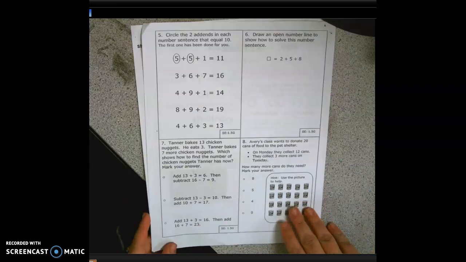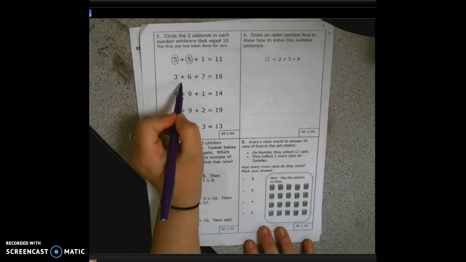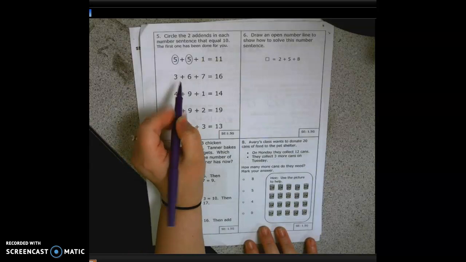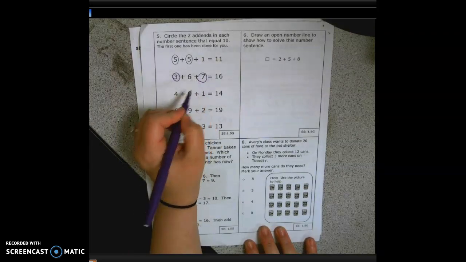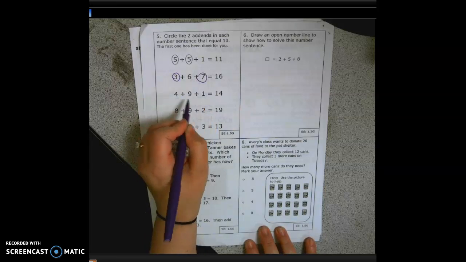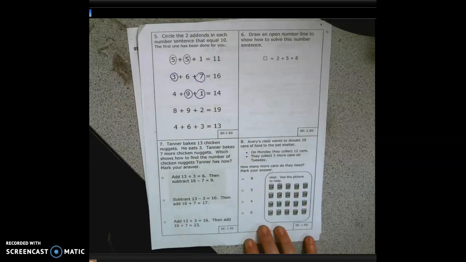Number 5. Circle the 2 addends in each number sentence that equal 10. The first one has been done for you. So for this one, I'm going to be trying to make groups of 10. Well, I know 3 and 6 do not make a group of 10, but I know 3 and 7 do. So I'm going to circle the 3 and the 7. For this one, I see 4, 9, and 1. I know 9 and 1 make a group of 10 because 9 plus 1 is 10.